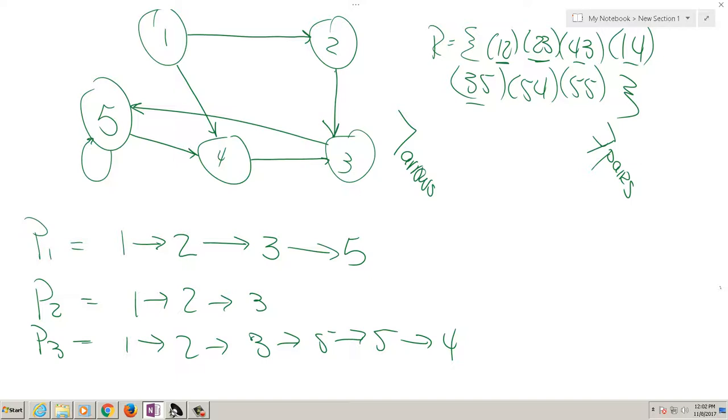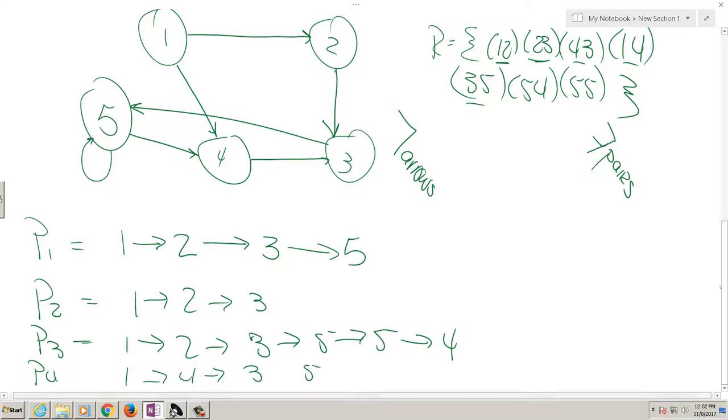1 to 4 to 3 to 5 is another path. Excellent. So there is a path 4, that is 1 to 4 to 3 to 5. Absolutely. Yes. That is a separate and distinct path. If you'll notice, there's probably an infinite number of paths here. But a single path must have a beginning and an end.